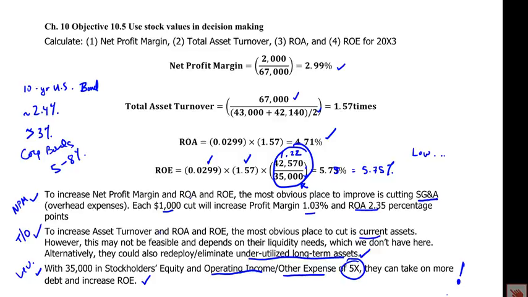All right. So that's how DuPont analysis works for ROE. Same thing as ROA. You break down net profit margin, turnover, but now we added the leverage component here. All right, that's the end of chapter 10.